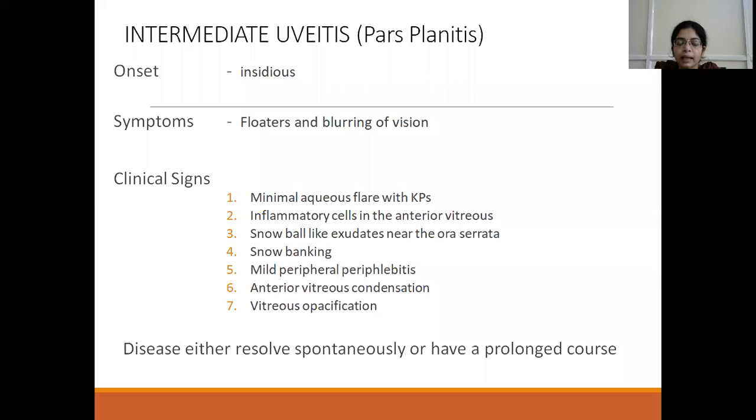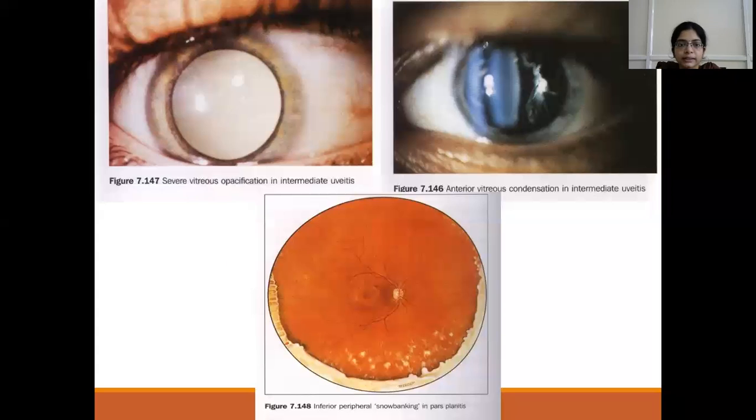There can be a large number of cells seen floating in the vitreous. This grading can be from +1 to +4, which is the highest. There can also be lots of exudation near the ora serrata. As you can see in the bottommost picture, there are lots of snowball-like opacities in the inferior part of the vitreous near the ora serrata. So here you can see lots of clumps of exudates called snowball opacities.